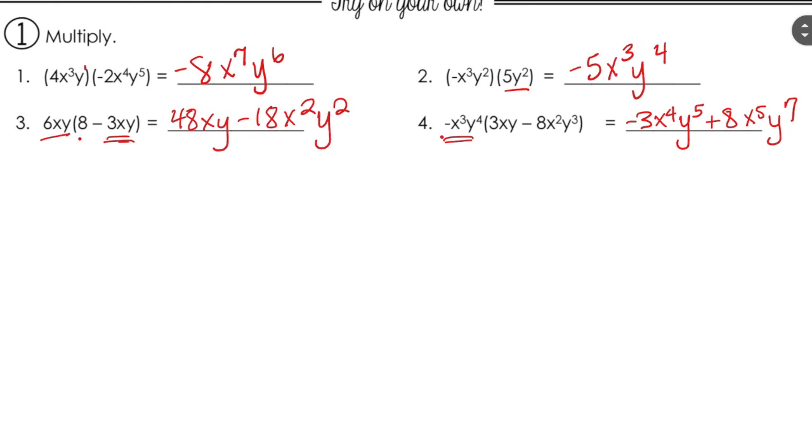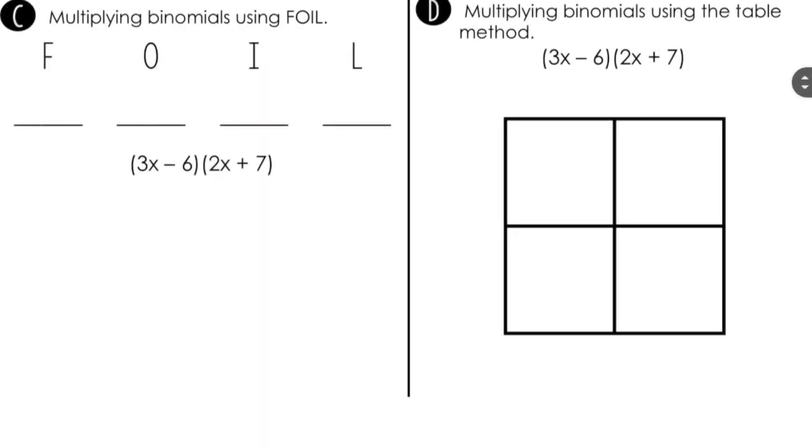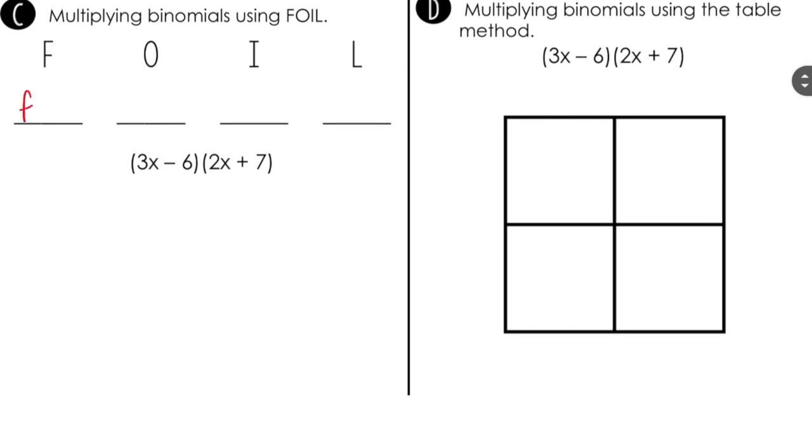And we are done. All right, so now we're going to get into the fun stuff. We're now going to be multiplying binomials. So we're going to start at part C, and then we'll get into an alternative method with part D. So in order to multiply binomials, most people use FOIL. And FOIL just stands for first, outer, inner, and then last. That is just a helpful way to memorize the order in which you're going to multiply your terms. It's just another form of distribution.